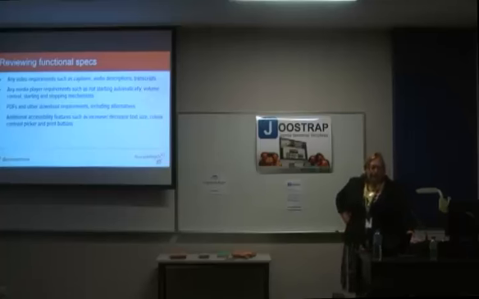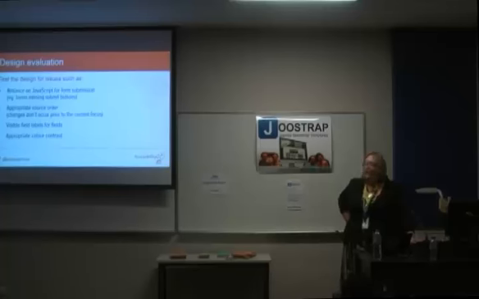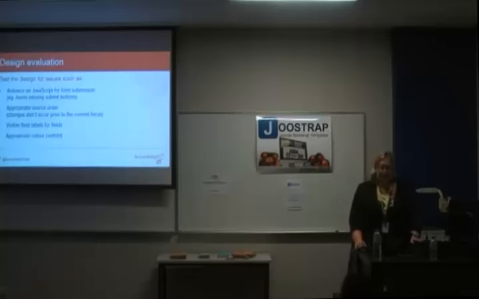So when we're talking about design, these are the kind of things that we look for. Reliance on JavaScript for form submission. Obviously we're not seeing the code, but if you see a form that doesn't actually have a submit button, then it obviously is reliant on JavaScript for submission. Appropriate source order, so changes that don't occur prior to the current focus. Visible field labels for fields and appropriate colour contrast.